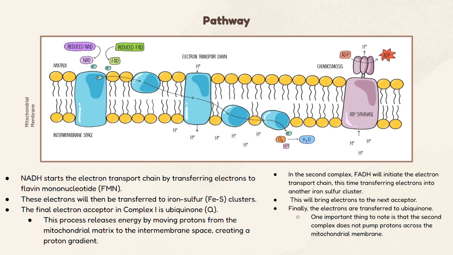An important thing to note is that the second complex will not pump protons across the mitochondrial membrane. Keep in mind that this ties back to the fact that NADH is going to be more effective in regards to ATP production. To summarize, electrons are being transferred across the electron transport chain, as it pumps protons across the membrane in which it creates a proton gradient.